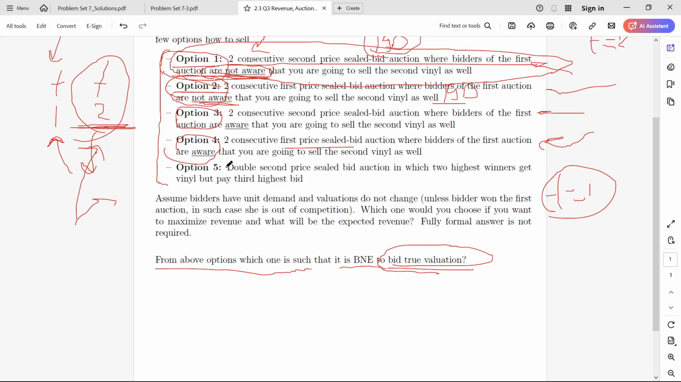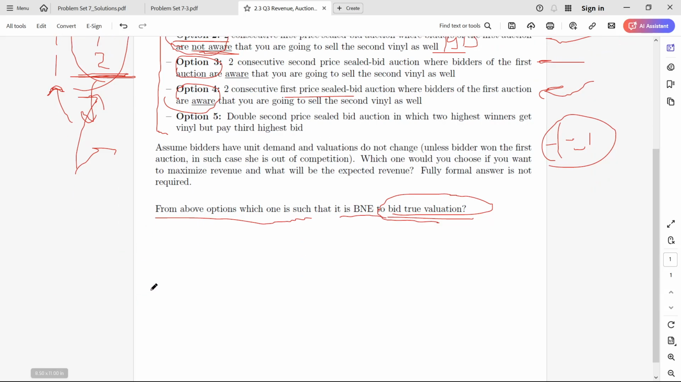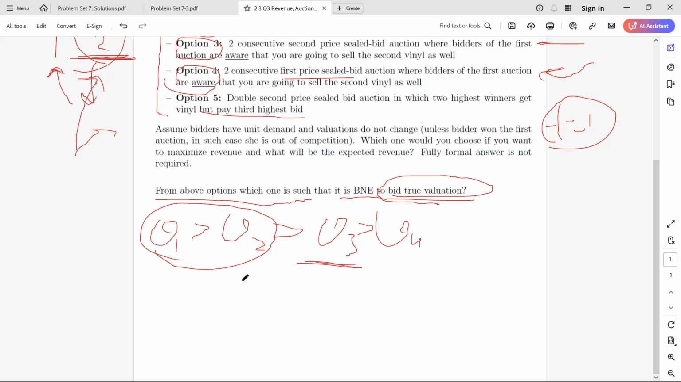And the fifth option is a double second price sealed bid auction, in which the two highest bidders win but pay the third highest bid. I will assume that everyone bids their highest price. So let's say some specific scenario of bidders V1, V2, V3, V4, where V1 is greater than V2, V2 is greater than V3, and V3 is greater than V4. In this case, these two win and pay us this.